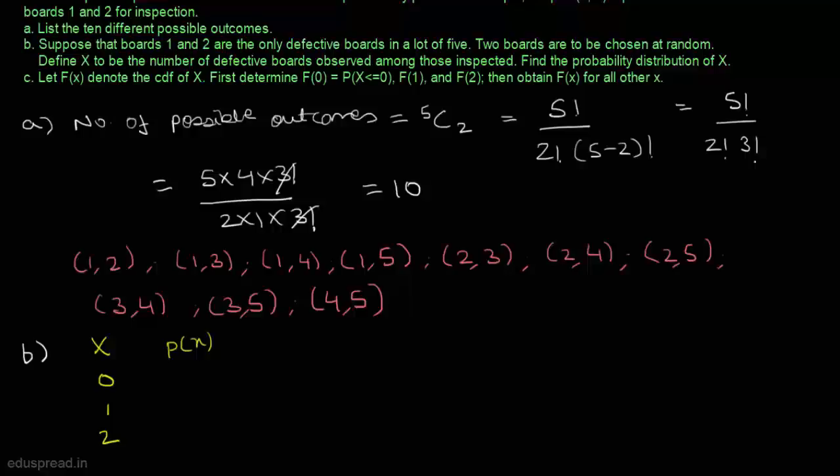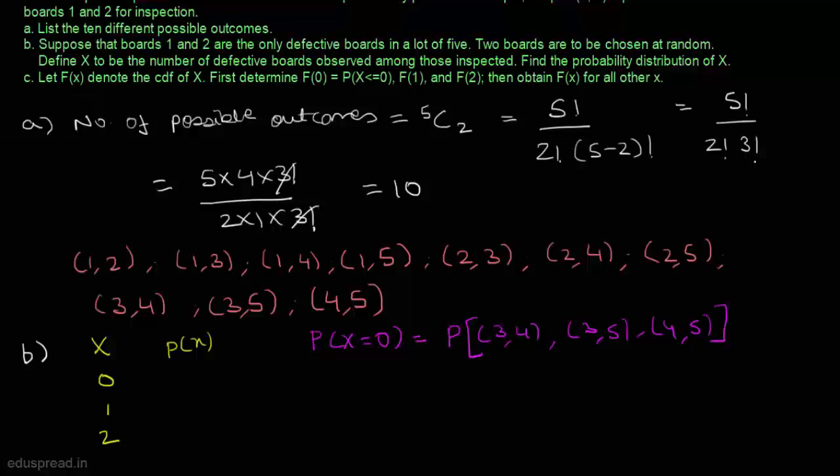So what is the probability that X is equal to 0? This means that none of the boards should be defective, and it's given to us in the question that boards 1 and 2 are the only defective boards. So the outcomes that we should write here are 3, 4, 3, 5 and 4, 5. Because in these outcomes there is no defective board.